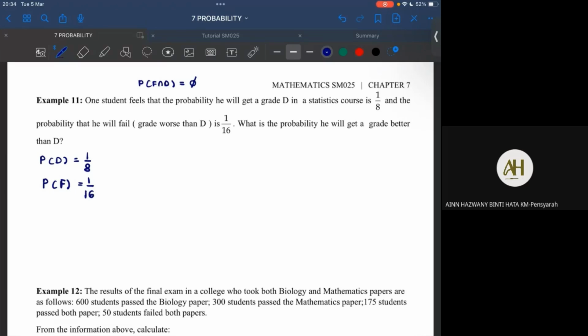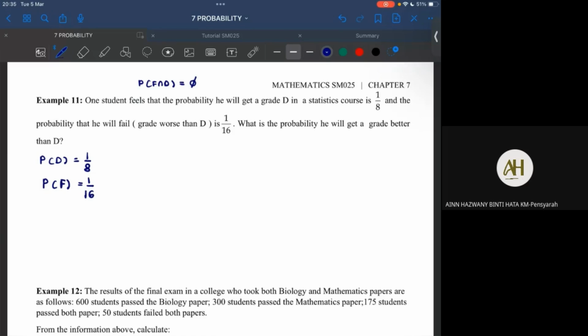Sementara saya. Boleh dengar saya tak? Boleh, Miss. Oh, okay, sekarang saya boleh dengar kamu.